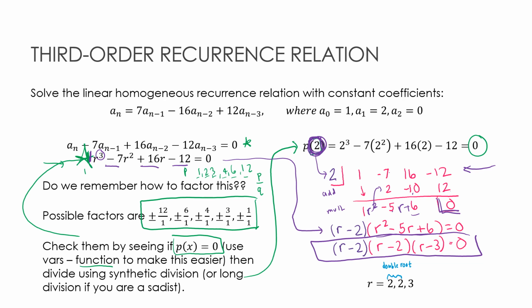Now if you'll notice, as I've indicated, I've got a double root, but good news is we already know how to handle that. So far, we've done steps 1 and 2. We've found our characteristic polynomial, we've found our roots, etc.